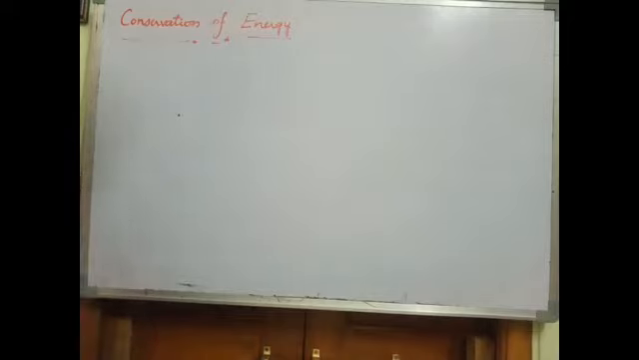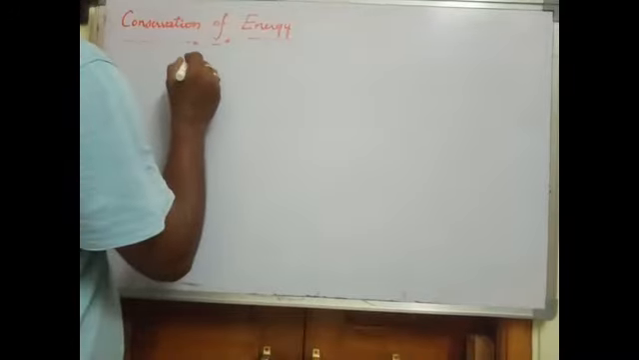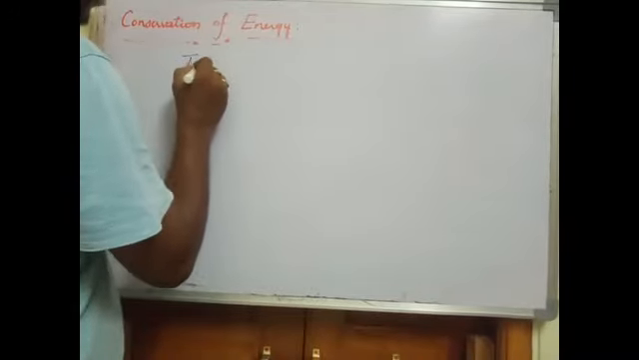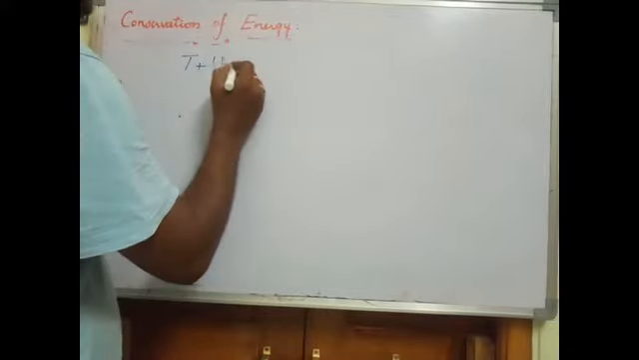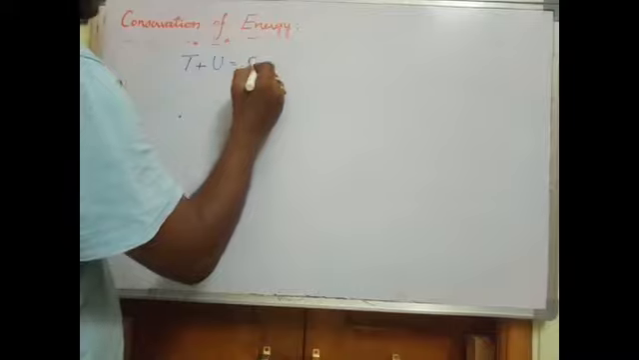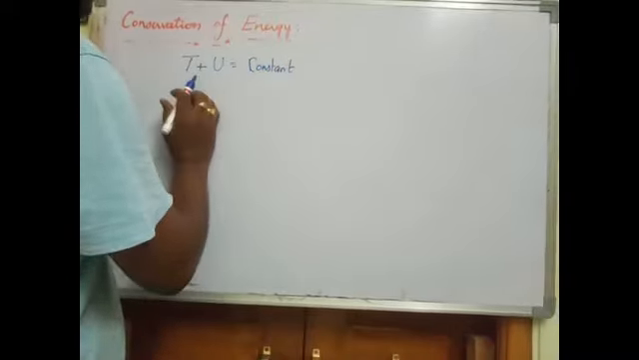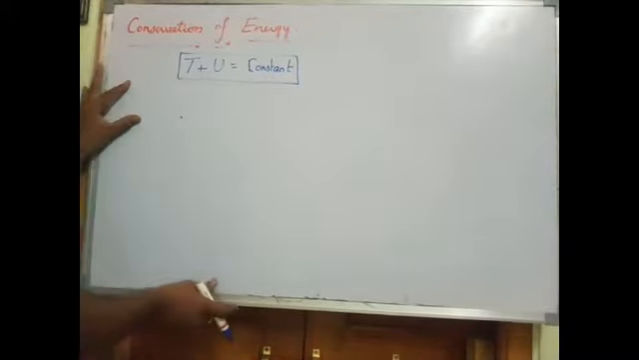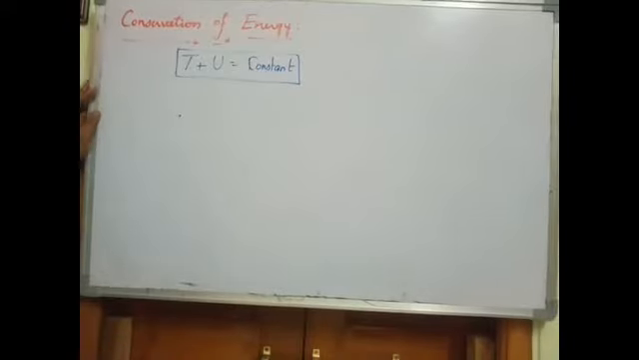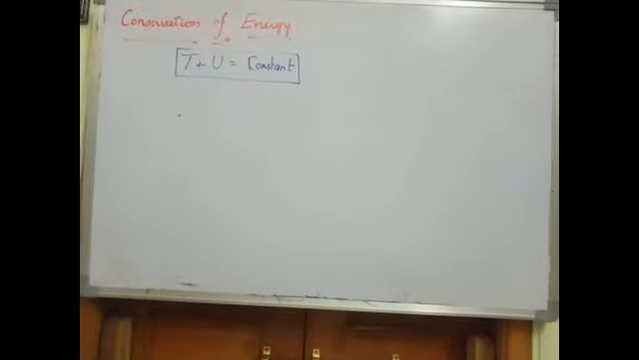In conservative field. Now, for this, what we have to do? We have to prove that the sum of kinetic energy and potential energy is constant. We have to prove this one. Total sum of kinetic energy and potential energy is constant. Now let us see how we can solve this one.